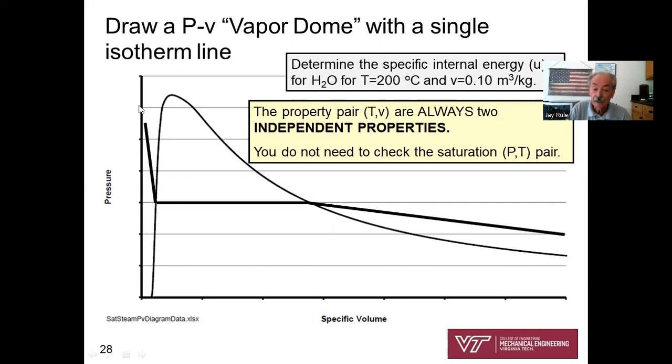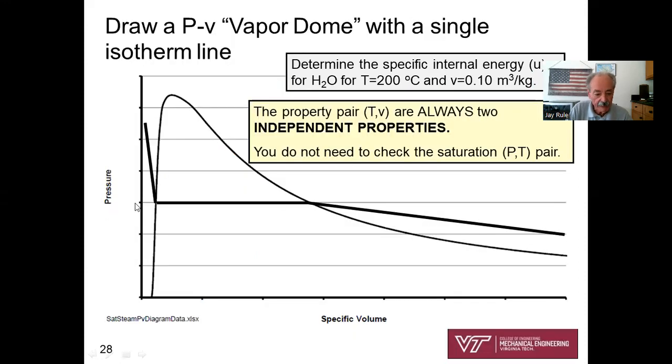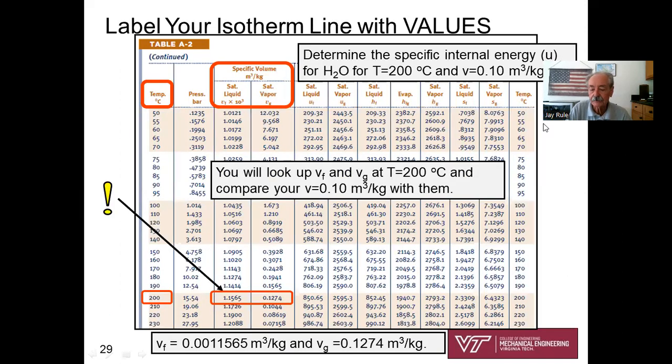Here's our problem statement. We're going to draw another PV diagram with a single isotherm line. Always start with that. The next thing we need, let's plan our work. Remember, we don't know what the pressure is, so we're not going to know what to label this value. But we're going to go to our saturation table and write down what is V sub G and what is V sub F. That's our next step.